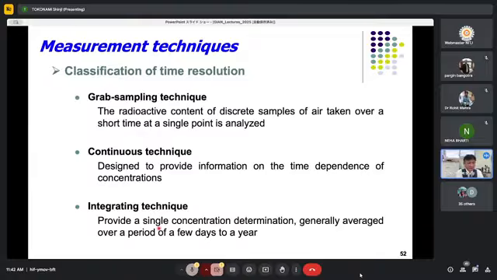Classification of time resolution. Grab sampling technique: the radioactive contents of discrete samples of air taken over a short term at a single point are analyzed. In the case of the continuous technique, this technique is designed to provide information on the time dependence of concentrations. In the case of the integrating technique, it provides a single concentration determination, generally averaged over a period of a few days to a year.